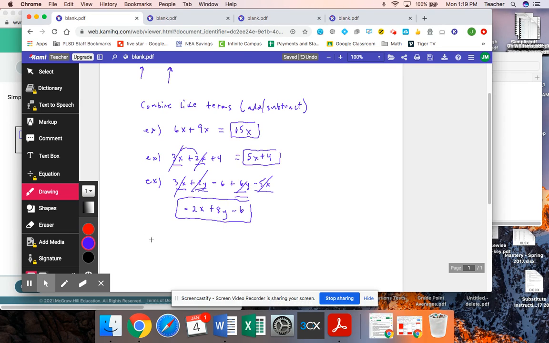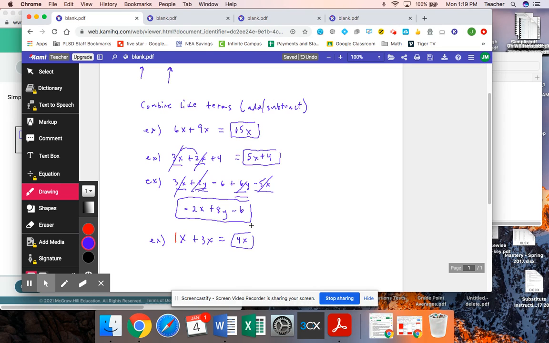Just so you know, if I told you that x plus 3x was my polynomial, I can still combine like terms, and the answer is, remember, if there is an x there, it is implied that there is a 1 there. So 1x plus 3x is indeed 4x.